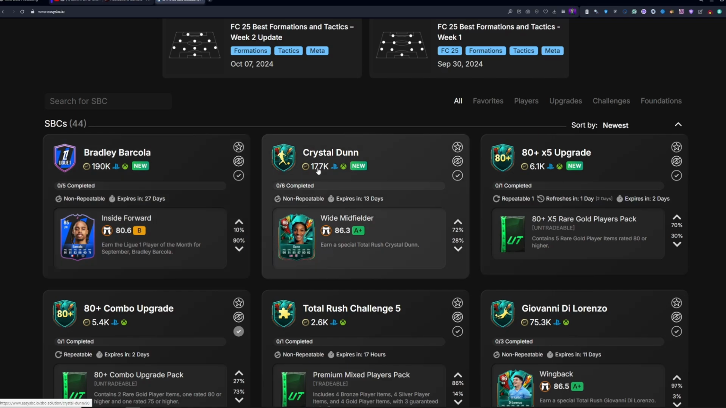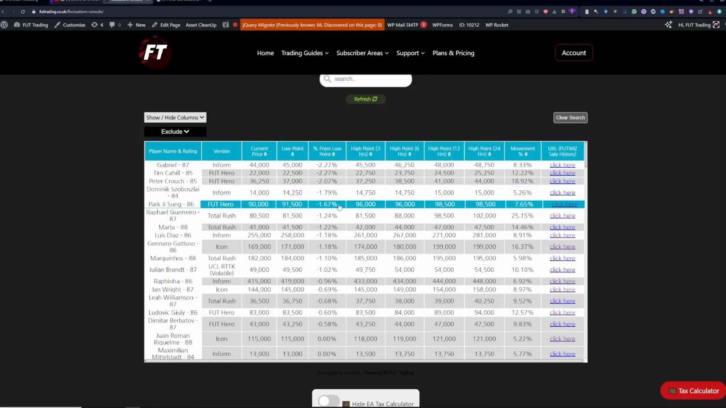Whereas Crystal Dunn has a 72% upvote and a 28% downvote, meaning that a lot of people do like this card. It's a little bit pricey, you kind of gauge this when you look at it, but you can see that it's quite an upvoted card, meaning a lot of people might do this SBC. So what that means is, if they do this SBC, that position may become volatile from fluctuating back to the full high points, okay? So for example, she's a center mid.